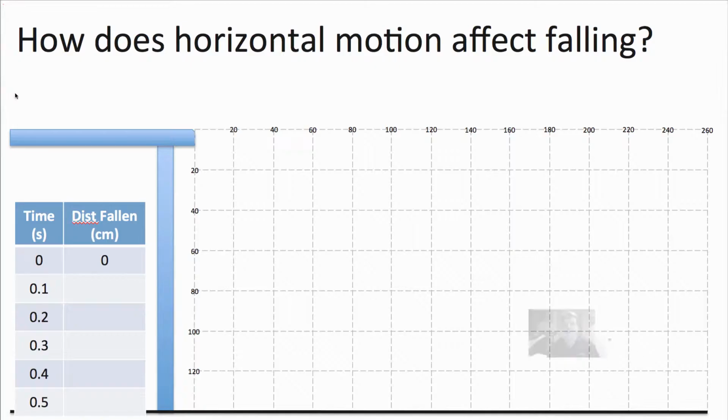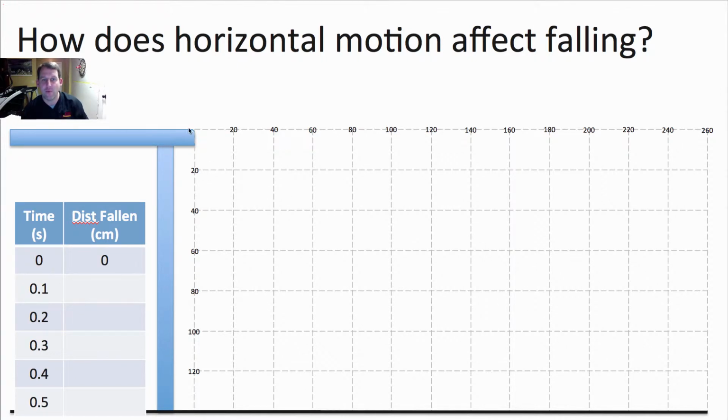Let's get started. So the question we're trying to answer here is, how does the horizontal motion, that sideways motion, affect falling? And in the lab you slid a washer along the table, and as that washer slid and fell off the table, it bumped into another washer that was sitting right on the edge. So that washer on the edge just barely fell off the table and fell straight down, while the sliding washer fell like this, out to the front.